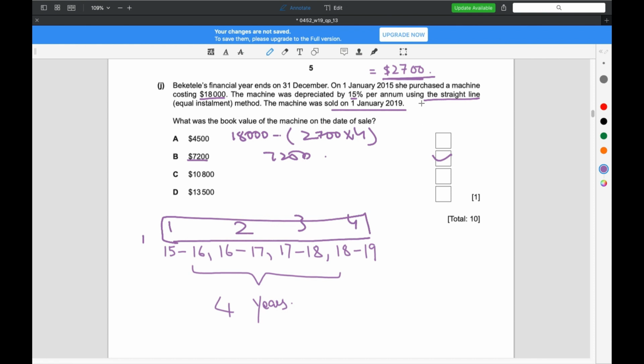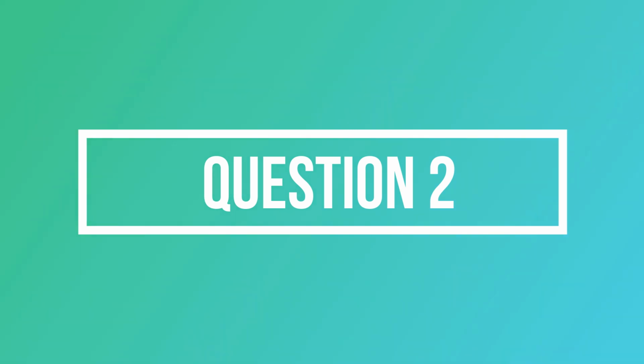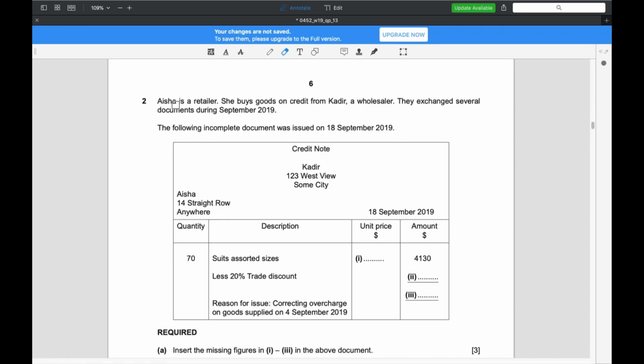All right, so let's just move on to question 2. All right, so question 2, he says Aisha is a retailer. She buys goods from Kadir, a wholesaler. The exchange settled documents during September 2019. All right, so she is a retailer and she buys goods on credit from Kadir, a wholesaler.